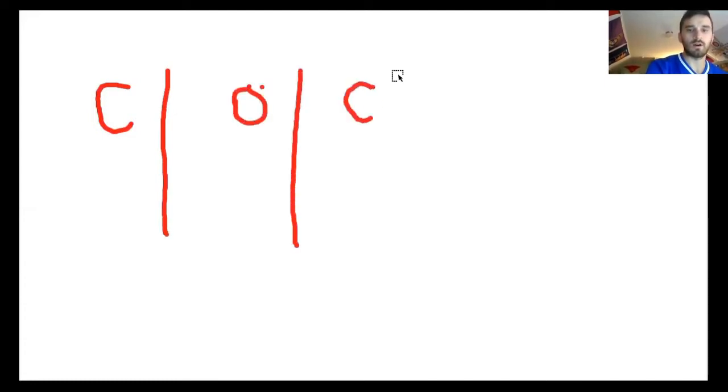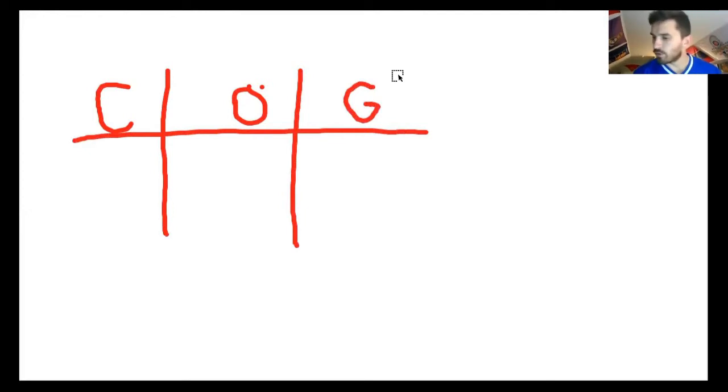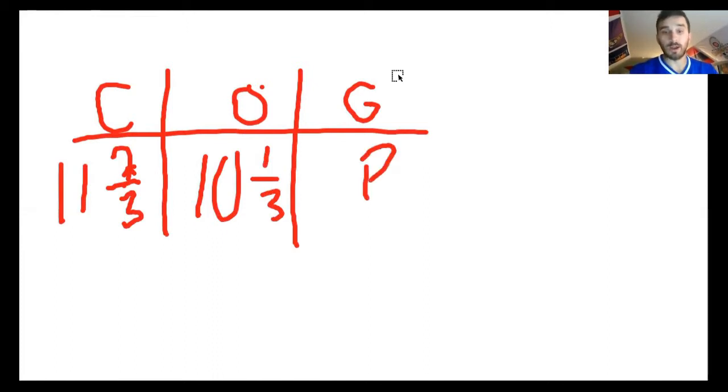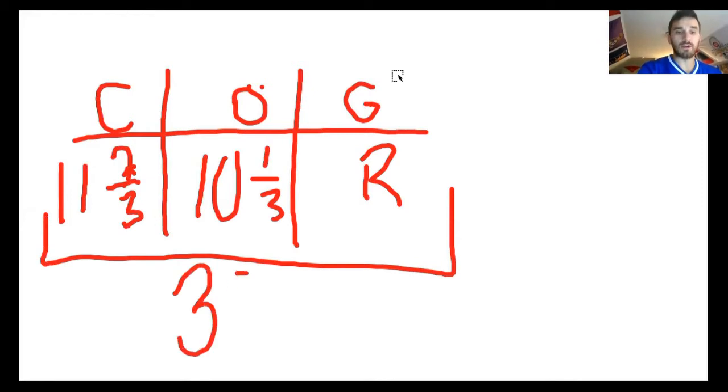Boom. All right. I've got Catboy, Owlet, Gecko. And I know that Catboy ran 11 2/3 miles. Owlet ran 10 1/3. And I don't know Gecko's total, but I know he ran the rest. Most importantly, all of those together have to equal 30 miles. So again, here's where you've got options. The way I show you might not be the same way that you did it, and that's fine. There are multiple ways to do it.